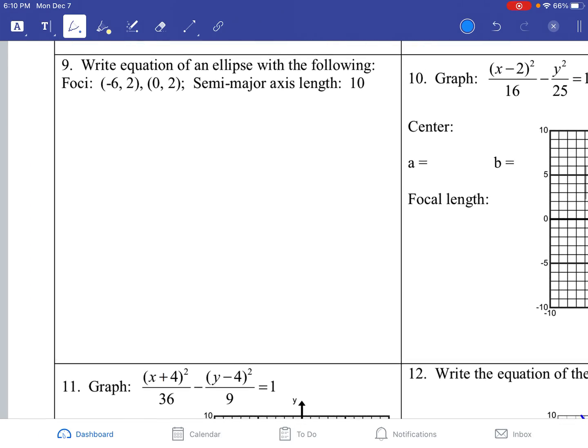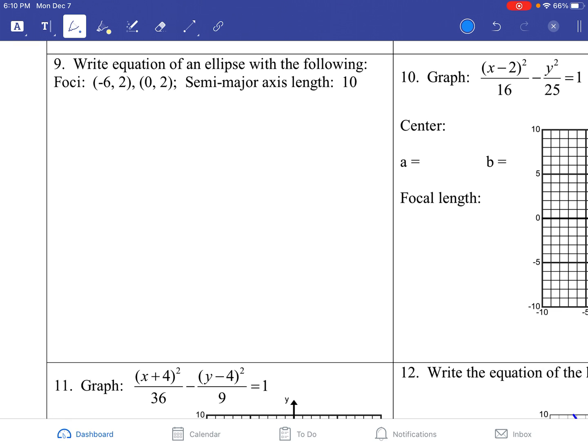All right, let's try the same idea. In this case, we're given some focus points and a major axis length. It's going to be 10. So -6, 2 is over here. 0, 2 is right here. All right, because our focus points are horizontally orientated, not vertically, we know the major axis is going to be horizontal as well because the focus points are on the major axis. All right, we can also tell the center of our ellipse. It's right in the middle of the 2 focus points, which means it must be at -3, 2. So our center is at -3, 2.